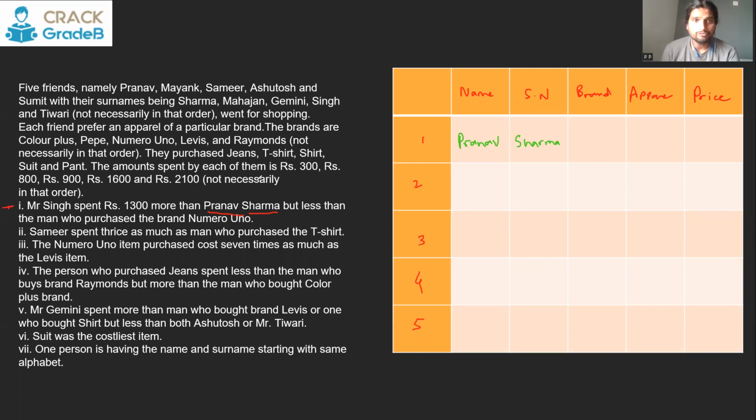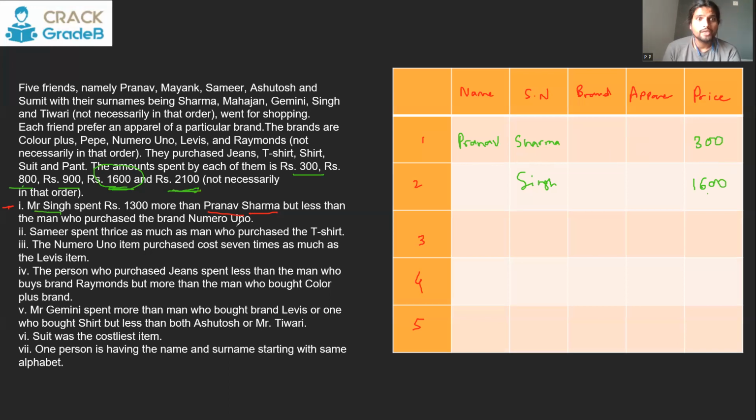Out of these 5 figures, we have to have 2 figures with a difference of 1300. So a 1300 difference will be between 800 and 2100 or 300 and 1600. That means Mr. Singh is spending either 1600 or 2100, because he's spending 1300 more than somebody. But he is also spending less than somebody. That means he is not the person with 2100. He has to be the person with 1600. So the person whose surname is Singh is spending 1600, which is 1300 more than Pranav Sharma. That means Pranav Sharma is spending 300 rupees.